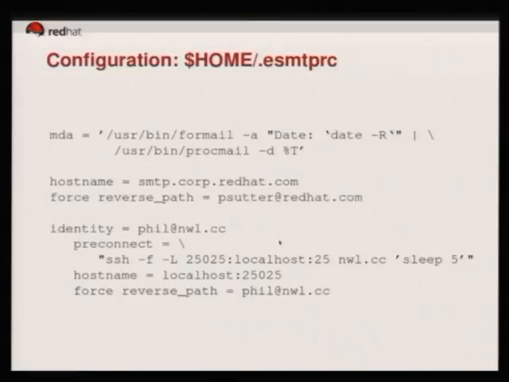Next thing is the esmtp setup. The first two lines are basically just for local delivery, so it calls procmail. Then next is my default setup. Yeah, something I forgot, there's identity support. So the remaining part is basically for when I'm sending email as a different user, I'm using, in this case, an SSH tunnel to connect to a different mail server.